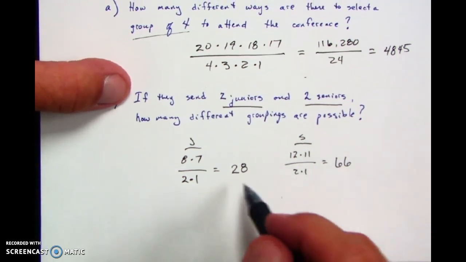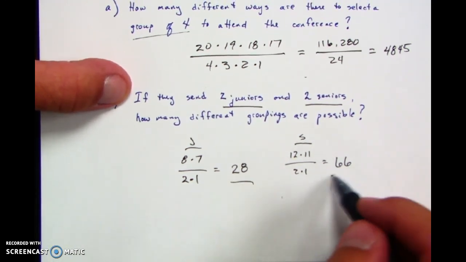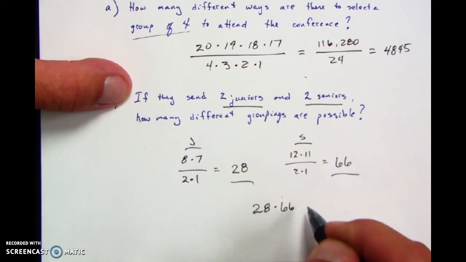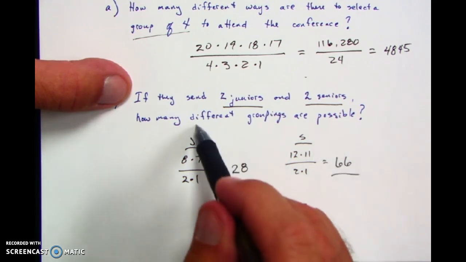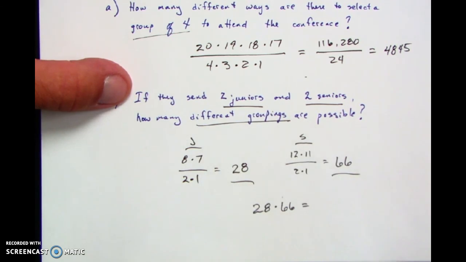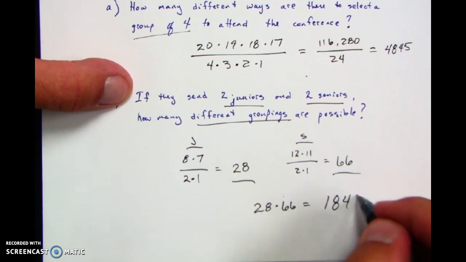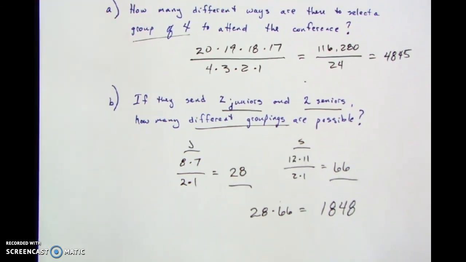Now, counting principle wise, if I have 28 options there and 66 there, when we multiply those together, that would give us our total number of different groupings possible with that scenario. So that'd be 1,848 different combinations.